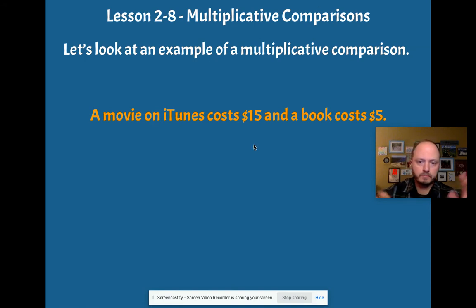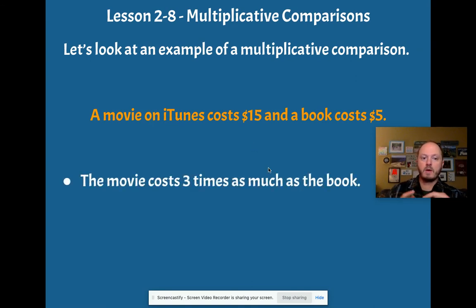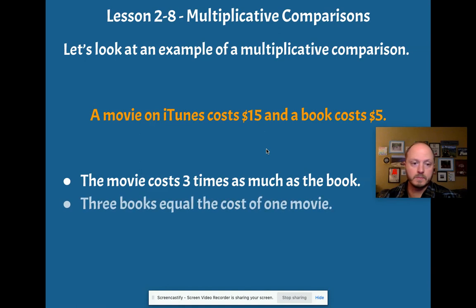Okay, so 2 possible ways we can describe it: the movie costs 3 times as much as the book. Another way we could say it is 3 books equals the cost of 1 movie. Both of them are talking about 5 times 3 equals 15. And that shows the relationship. That would be an equation that we can use to explain that relationship.